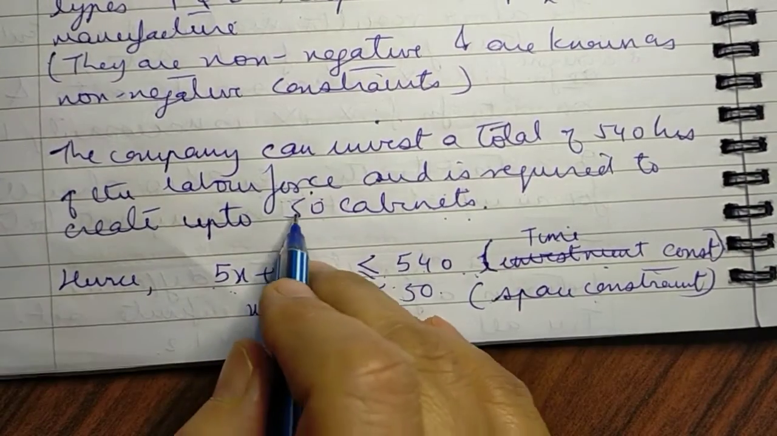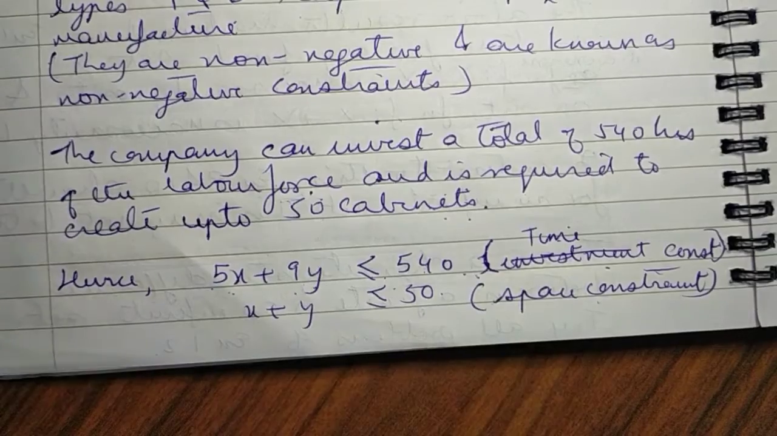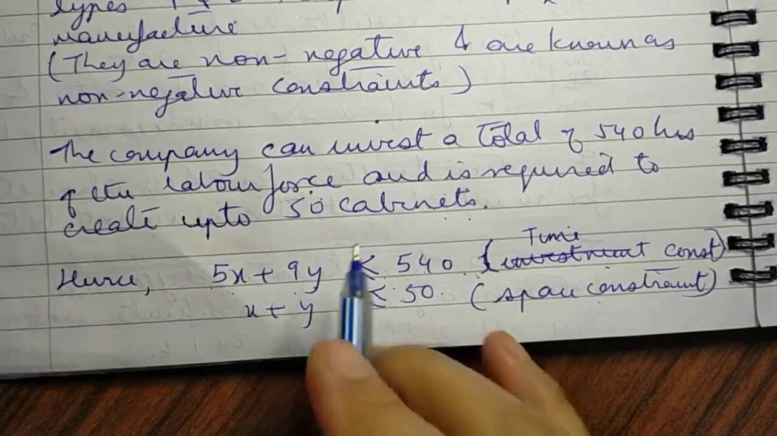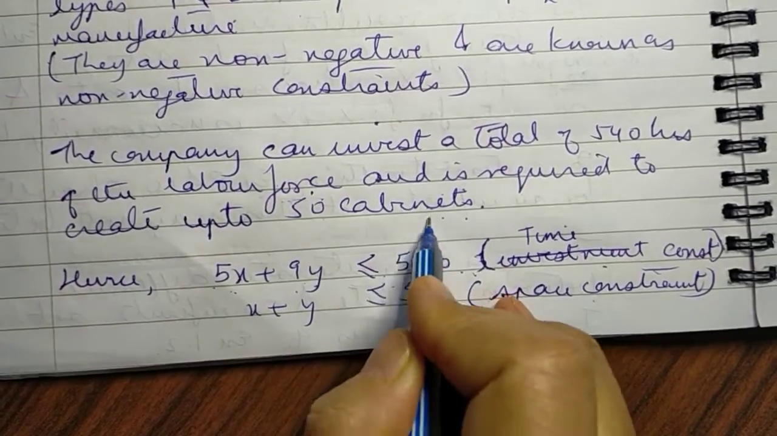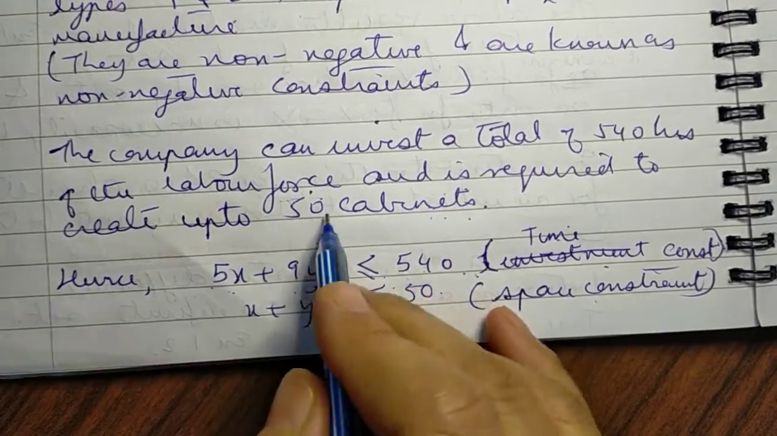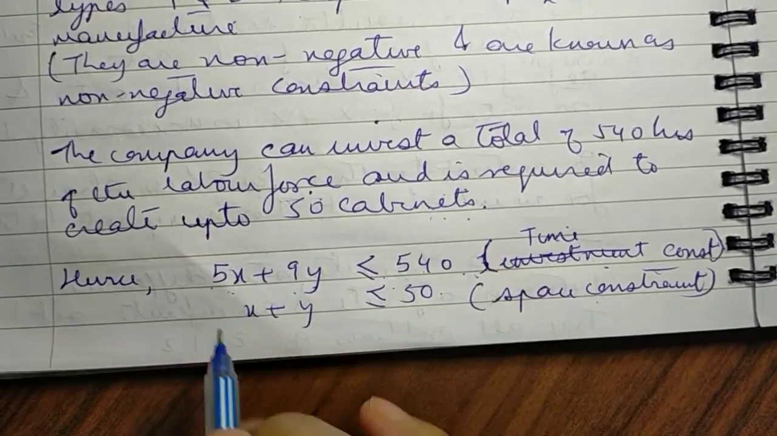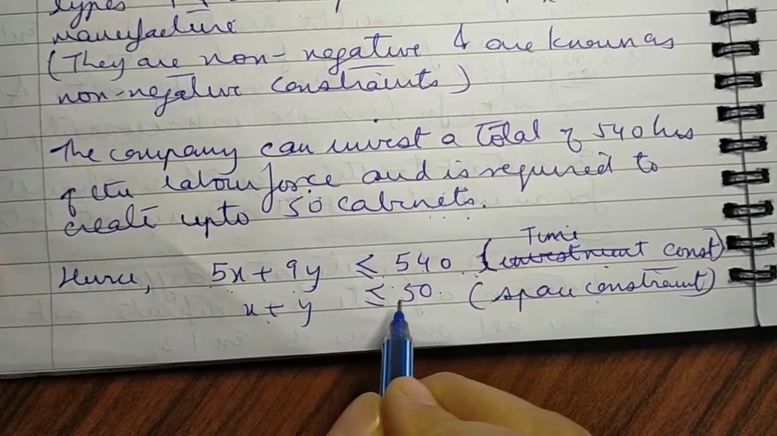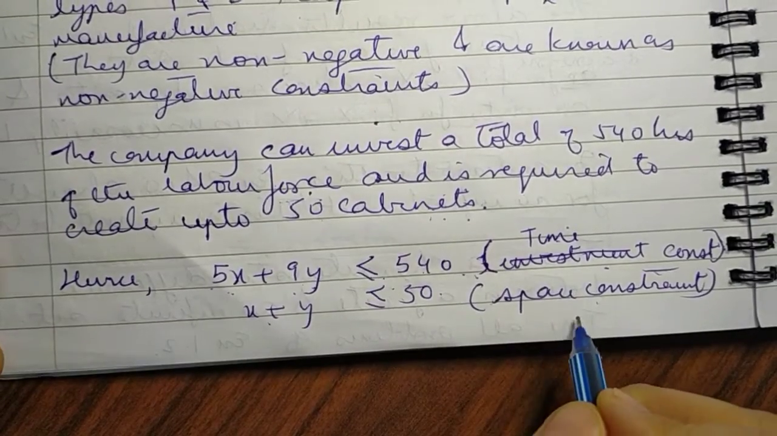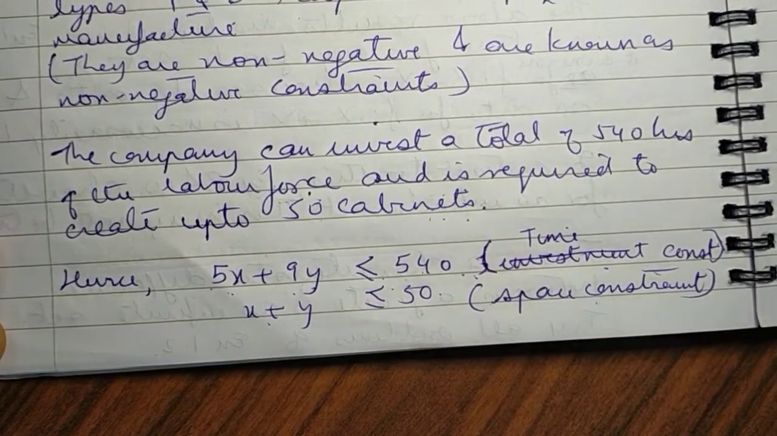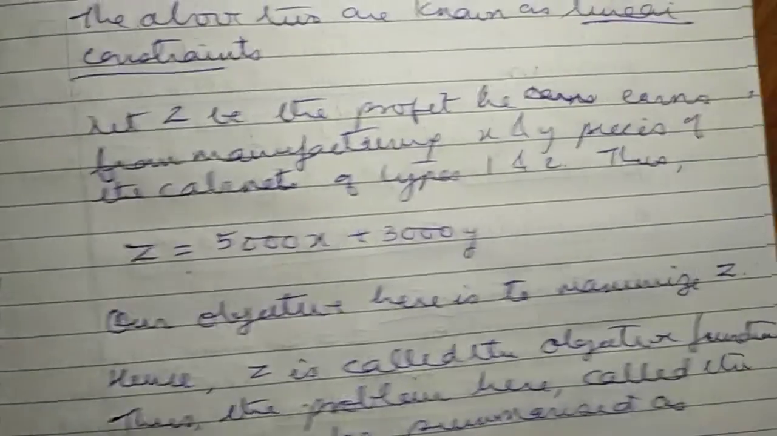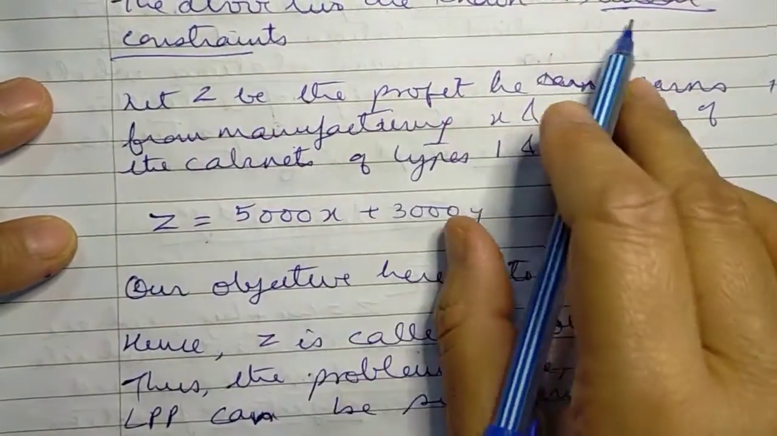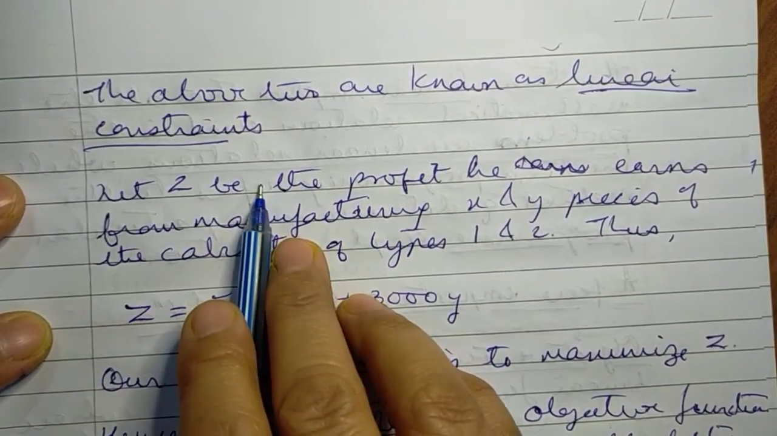Again, the total number of cabinets which it can manufacture is limited, reason being there is a storage constraint, or the warehouse can accommodate only 50 cabinets. So x plus y would be less than or equal to 50, which is the space constraint or the storage constraint. Now the above two are called the linear constraints.